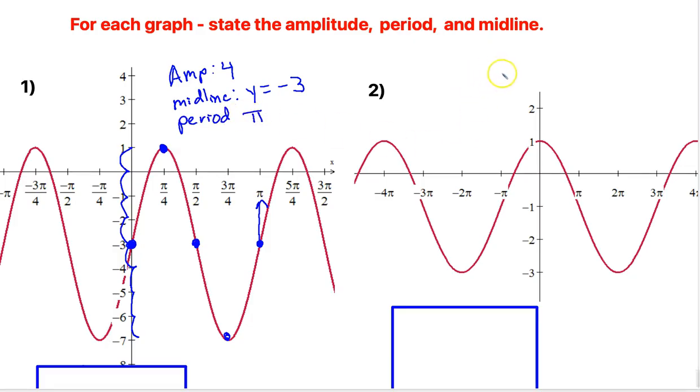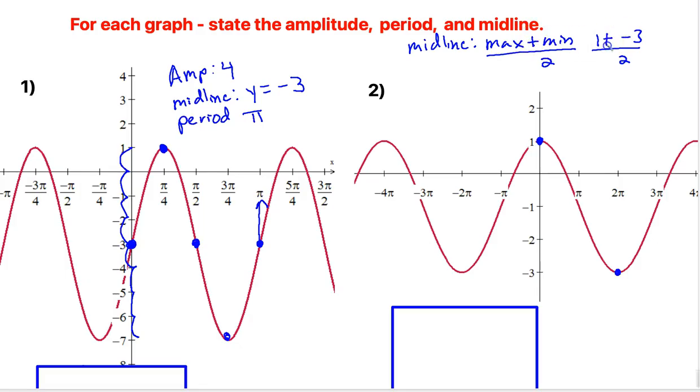Okay, now number 2, I'm going to do it slightly differently. I see that it's a cosine graph. I see it's got a top at 1, and I see it's got a bottom at -3. So for my amplitude, actually let's do the midline first. For the midline, I can do the max plus the min divided by 2. So 1 minus -3 divided by 2, that's going to give me, no, it should be a plus, my bad.